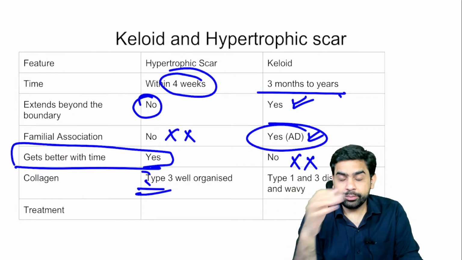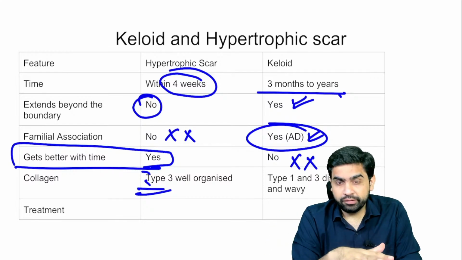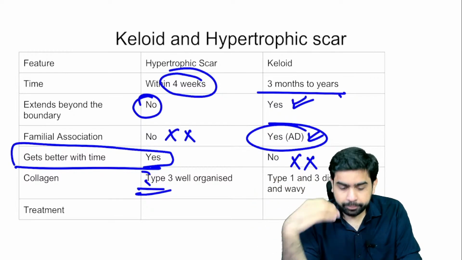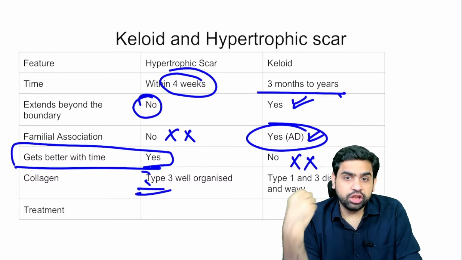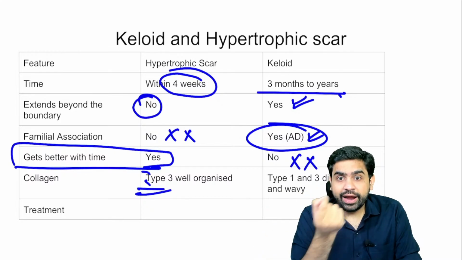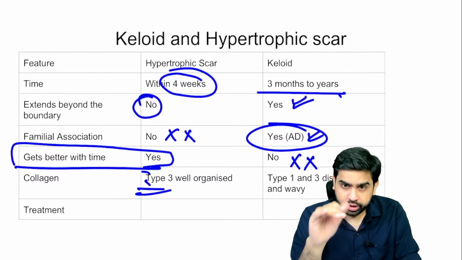Now what about the treatment? Treatment is very complex. Nobody is going to ask you very specific points about the treatment of hypertrophic scar and keloid, but what you need to understand is the first treatment. How do you start? With intralesional steroids. Which steroid do you give? Triamcinolone. That is the steroid which you give.